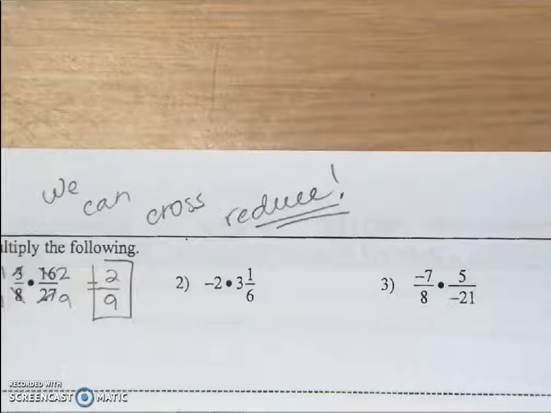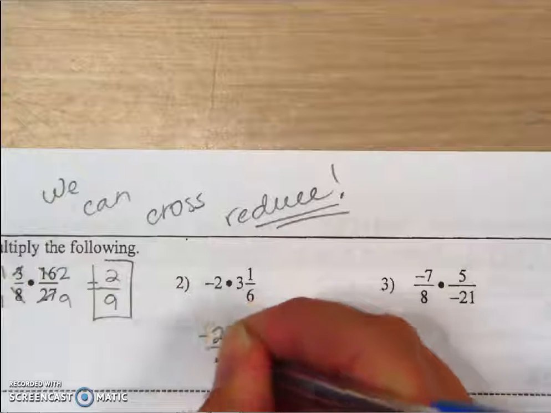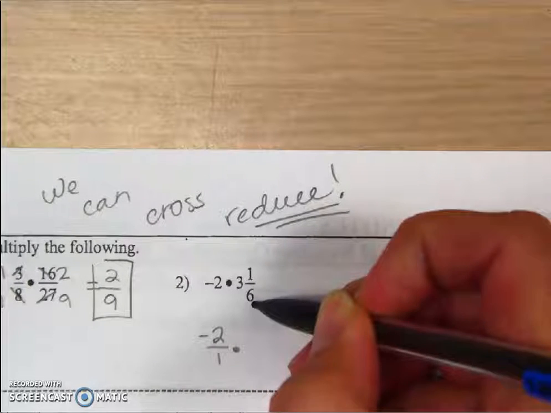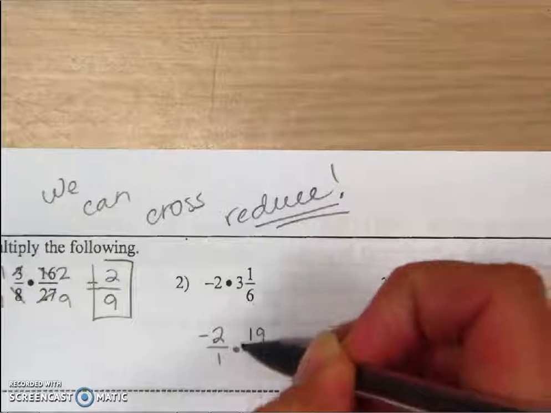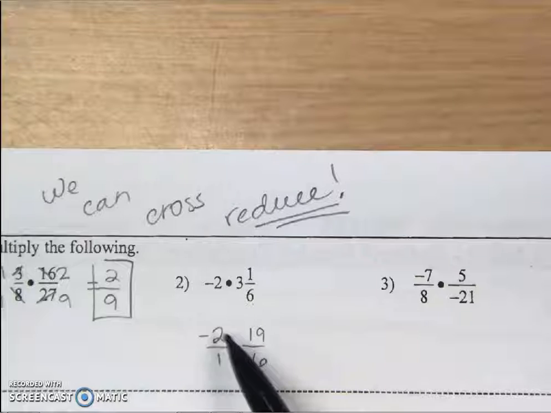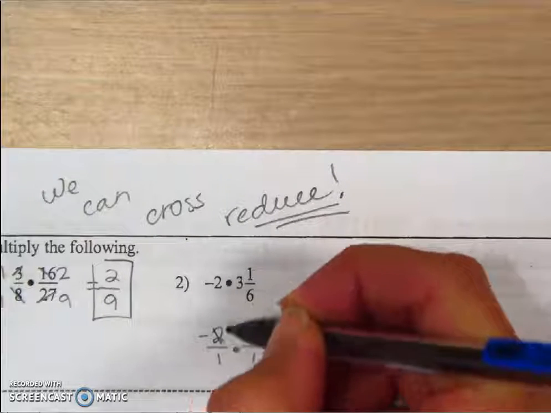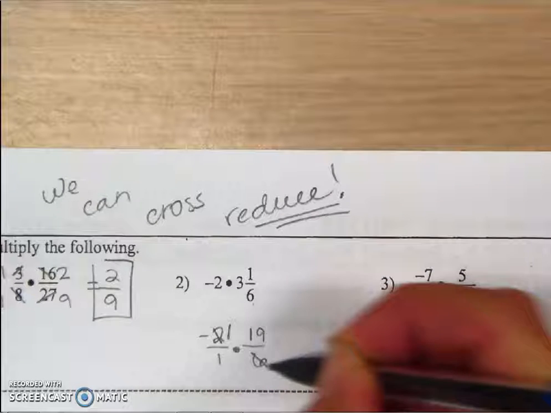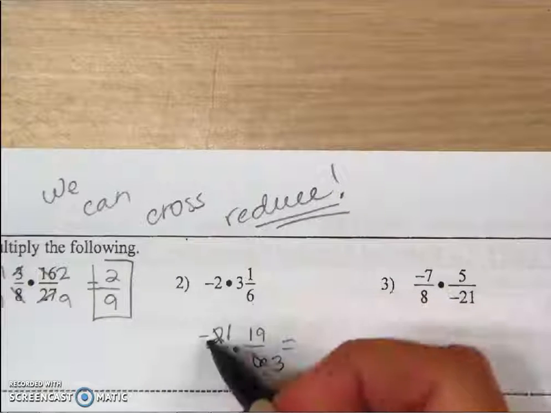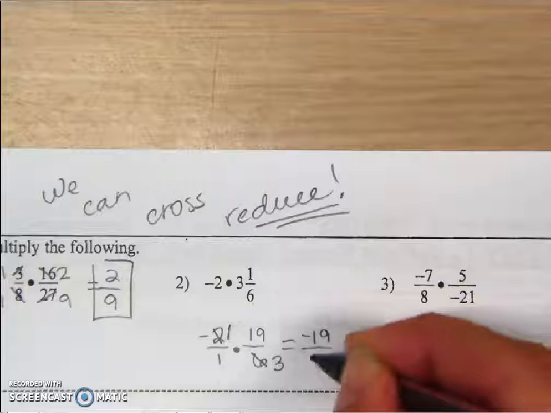Let's try that again. Ooh, mixed number. Big by the bottom, add the top. Let's write these both as fractions. Negative 2 over 1 times 3 times 6 is 18 plus 1 is 19 over 6. Now I can't reduce anymore right here, 1 and 19, but I could reduce 2 and 6. 2 goes into 2 once, so that would be a negative 1. 2 goes into 6 3 times. And so now we just multiply straight across. Negative 1 times 19 is negative 19. 1 times 3 is 3.